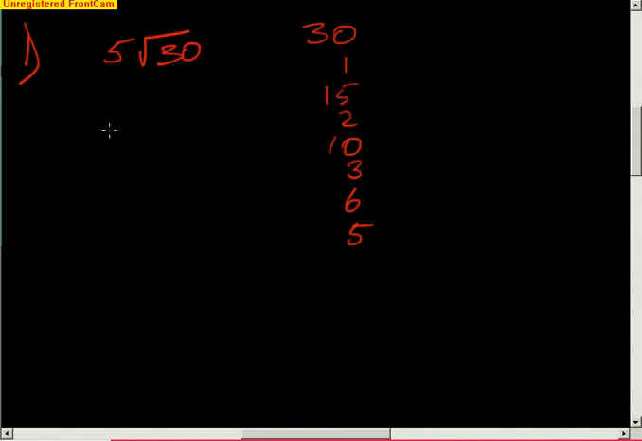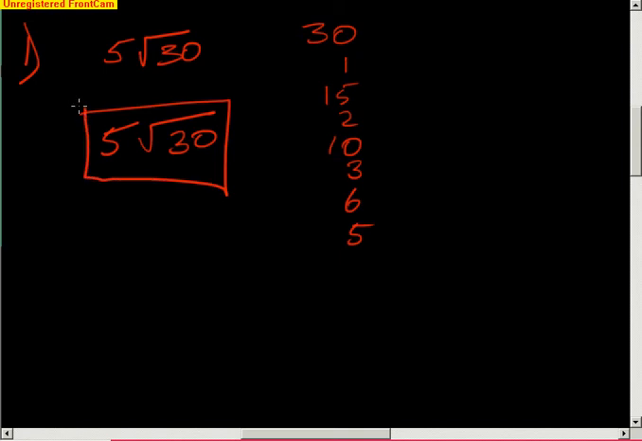And so the answer to question 1 is that we leave it the way it is. It is in its simplest form. The exact answer is 5 root 30.